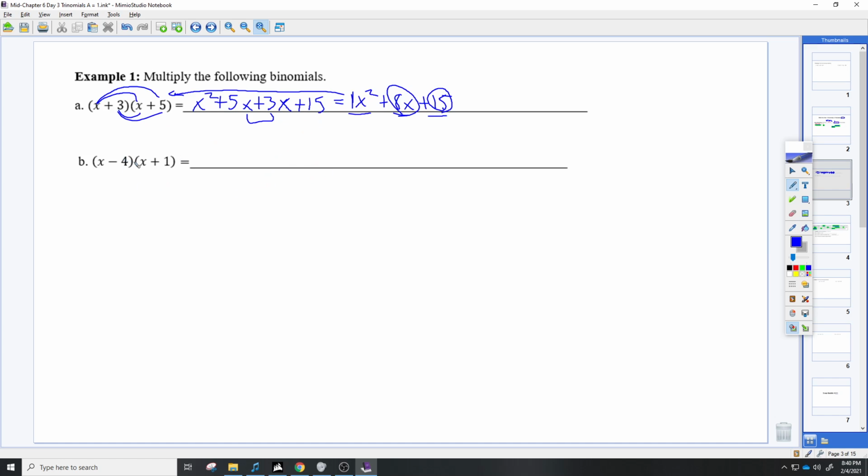Let's try another one where we multiply them together. So we do x times x squared, x times 1, so that's going to be 1x. Now we got to do the negative 4 times x is negative 4x, and then negative 4 times 1, negative 4. Combine like terms, again, the middle ones go together. 1 minus 4. So we have x squared, 1 minus 4 is negative 3x minus 4.